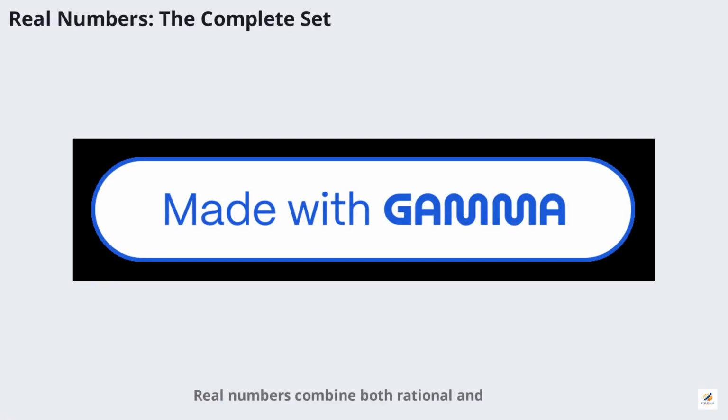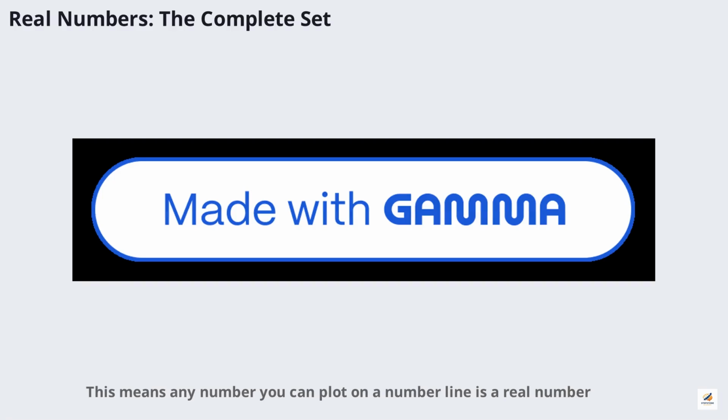Real numbers combine both rational and irrational numbers into one comprehensive set. This means any number you can plot on a number line is a real number. Real numbers are used in almost every area of mathematics and science, making them the most inclusive and practical set for problem solving. Whether you're dealing with fractions, decimals, or roots, you're working with real numbers.